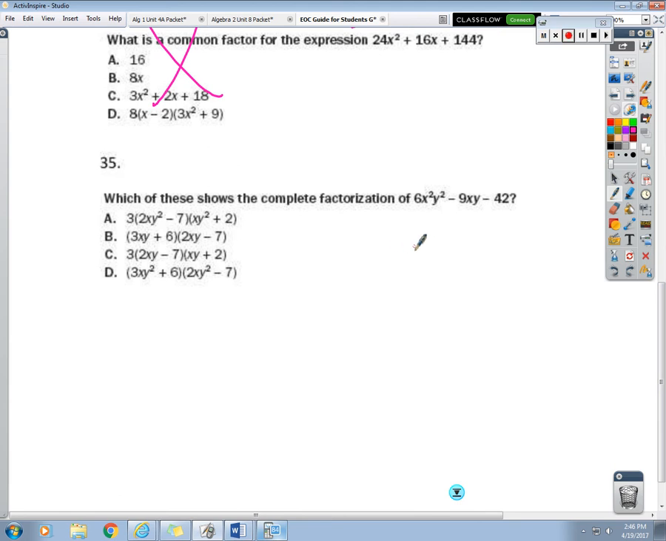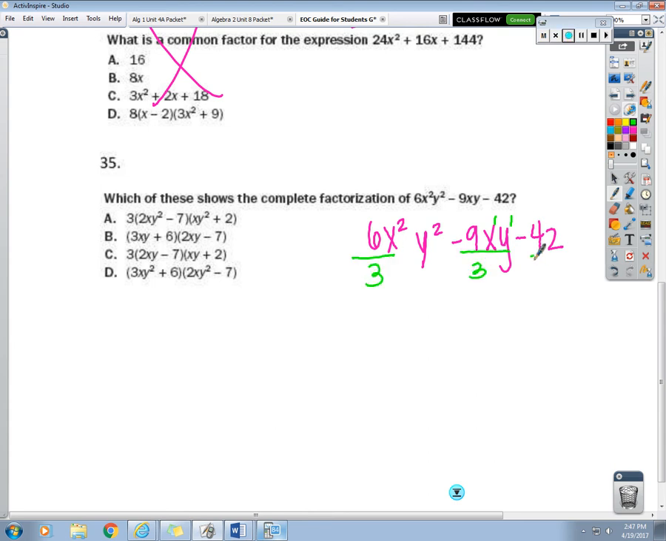Which of these shows the complete factorization of 6x squared y squared minus 9xy minus 42? If you're asked to factor something like that, what's the first thing you might try to do? Well, there are no like terms because x squared y squared and xy are different because this one's got 2's, this one only has 1's. Anytime you're asked to factor and the leading coefficient is greater than 1, you need to always check for a GCF first. Is there a number that can be factored out of all 3 of those numbers? Yeah, you can divide them all by 3.